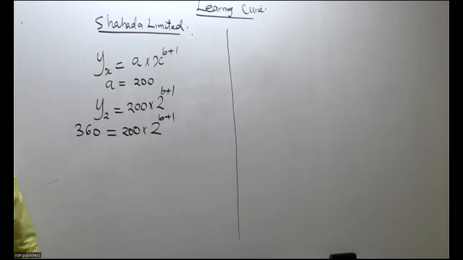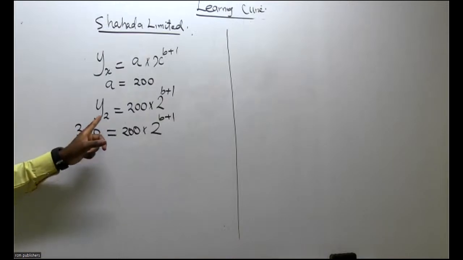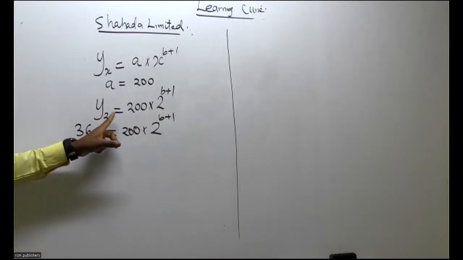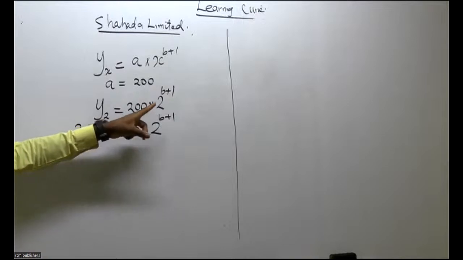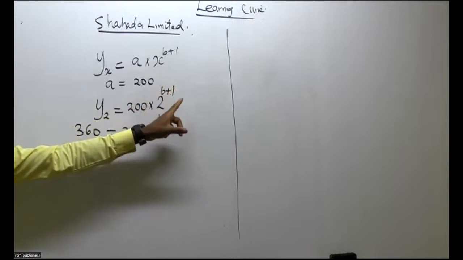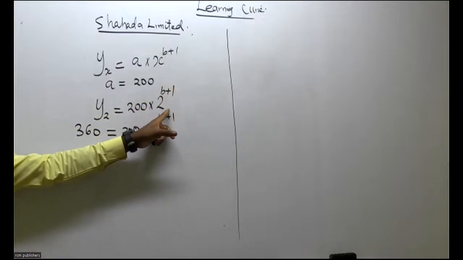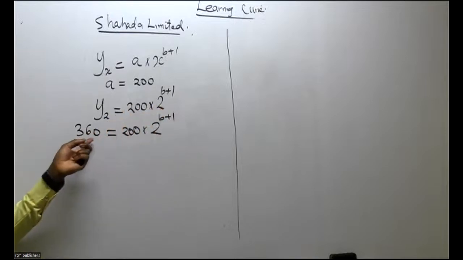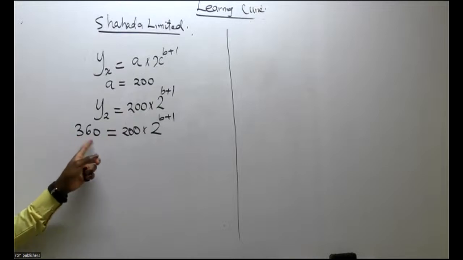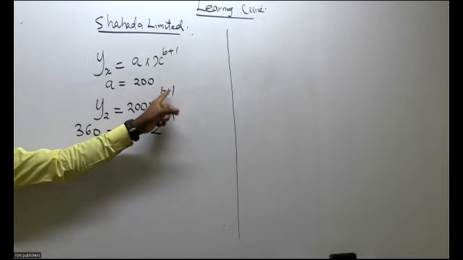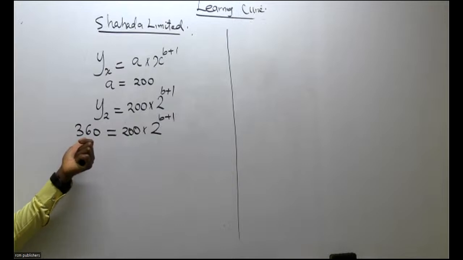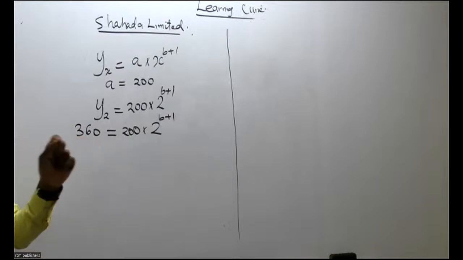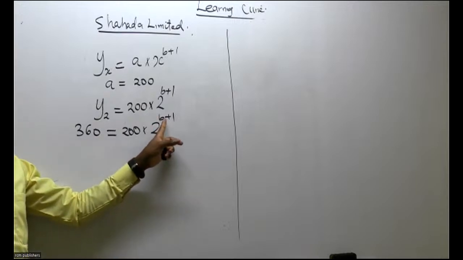So already we've seen we are now not having 2 unknowns, as opposed to up here, where we were still having 2 unknowns. Y2 is equal to 200 times 2 raised to power B plus 1, whereby X, or this 2, represents X. Now, moving down, we've been able to identify one of the unknowns. So we only have one unknown, which is basically B plus 1.